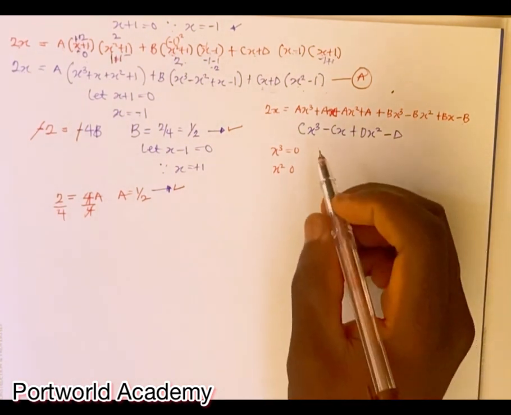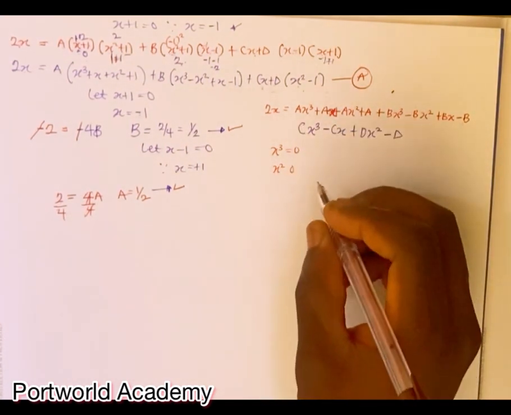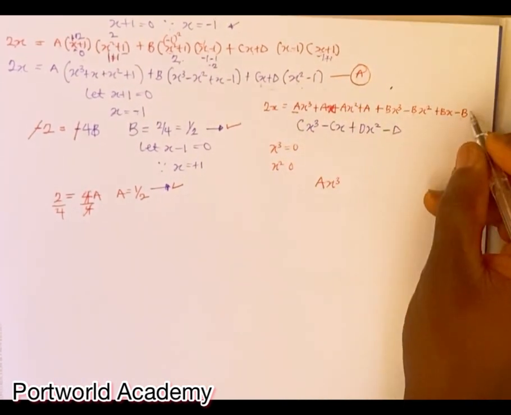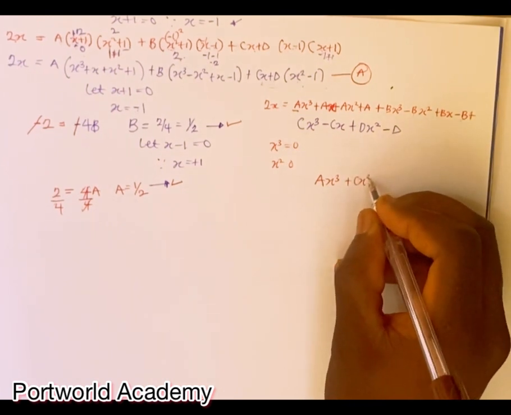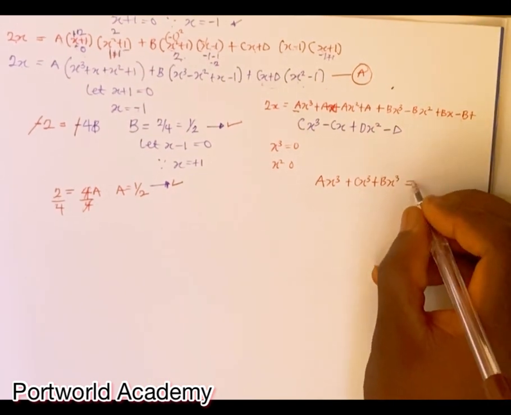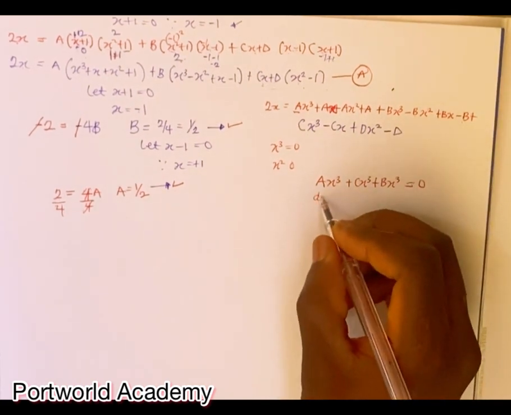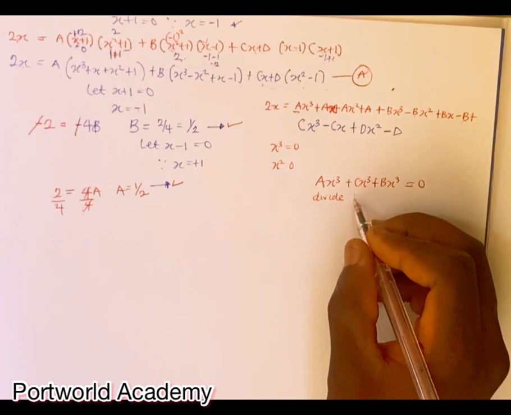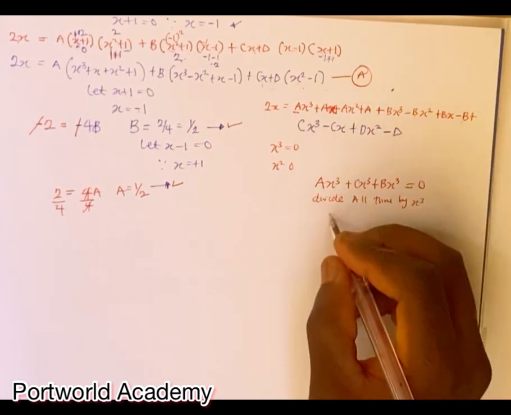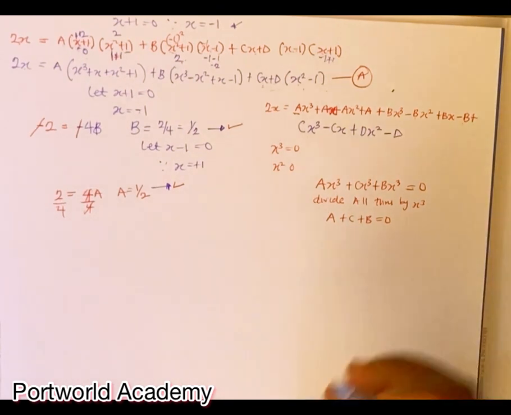So I can say, okay, for my c, I'll compare those that have x raised to the power 3 first. My a is having ax raised to the power 3, plus cx raised to the power 3, plus bx raised to the power 3. I'm not having d. Equals 0. Can you see this now? So I can divide all through by x raised to the power 3. Then I'm going to have a plus c plus b equals 0. So that's my first equation.